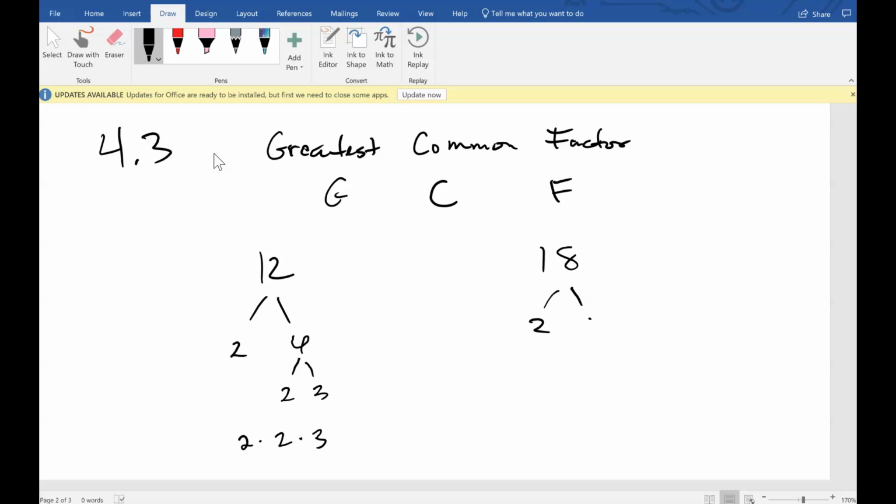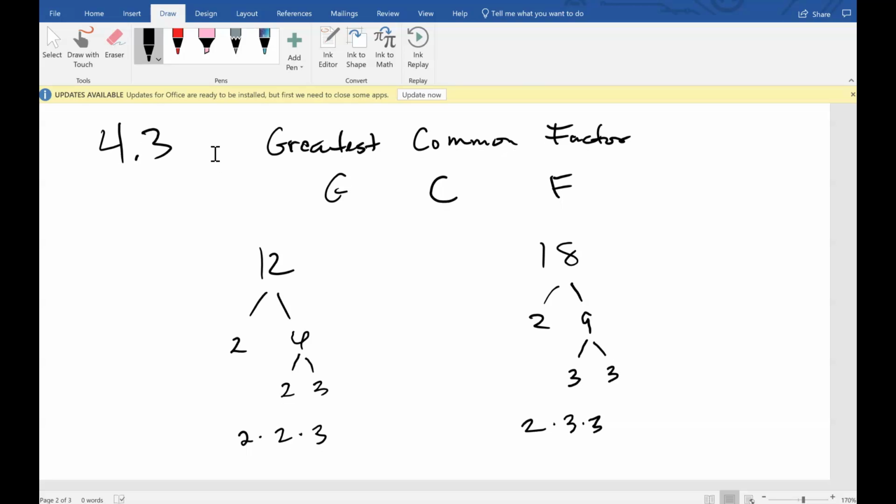Do the same with 18. 2 goes into 18 9 times, and then 3 goes into 9 3 times. So the prime factors of 18 are 3 times 3 times 2.